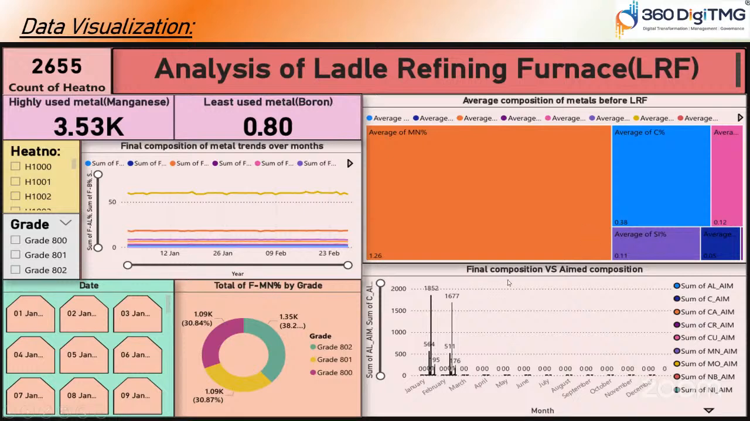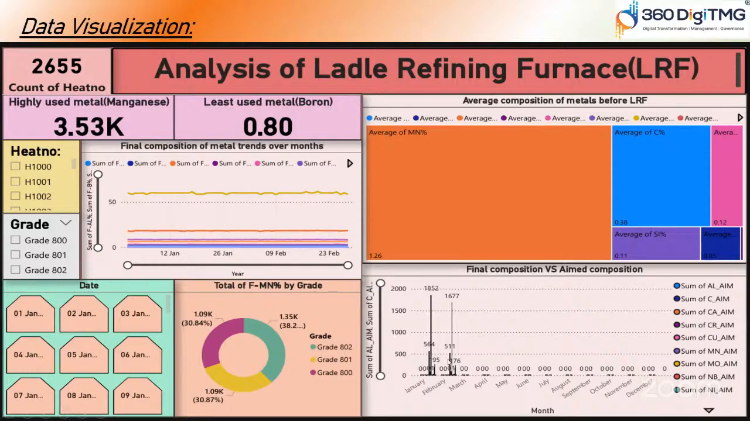And what about the donut chart? It shows the average total magnesium by grade. It reiterates magnesium usage, and grade 802 again leads. So the pie chart helps quickly segment grade-wise usage patterns.